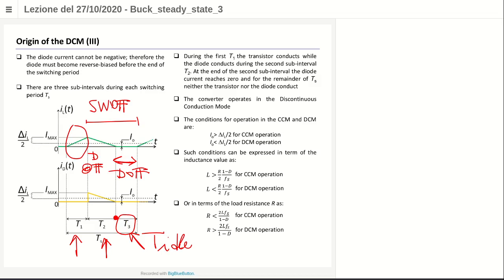So the TS period is not only composed by T on, with the switch on, or T off, with the switch off, but then you have a third timing. Remember that we already derived the expression for getting the DCM operation, so it can be described in terms of L, or the same in terms of R, if you have the inductance defined.